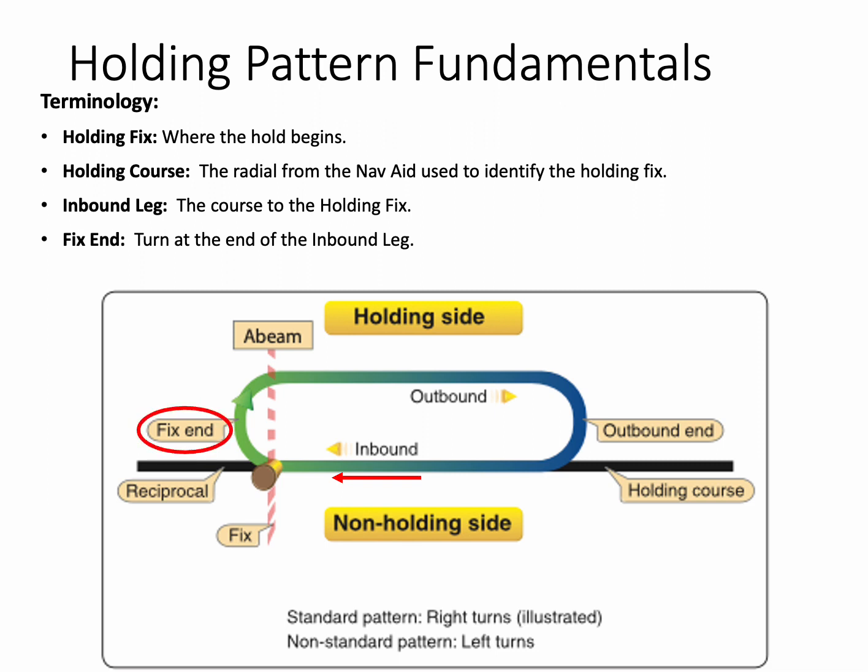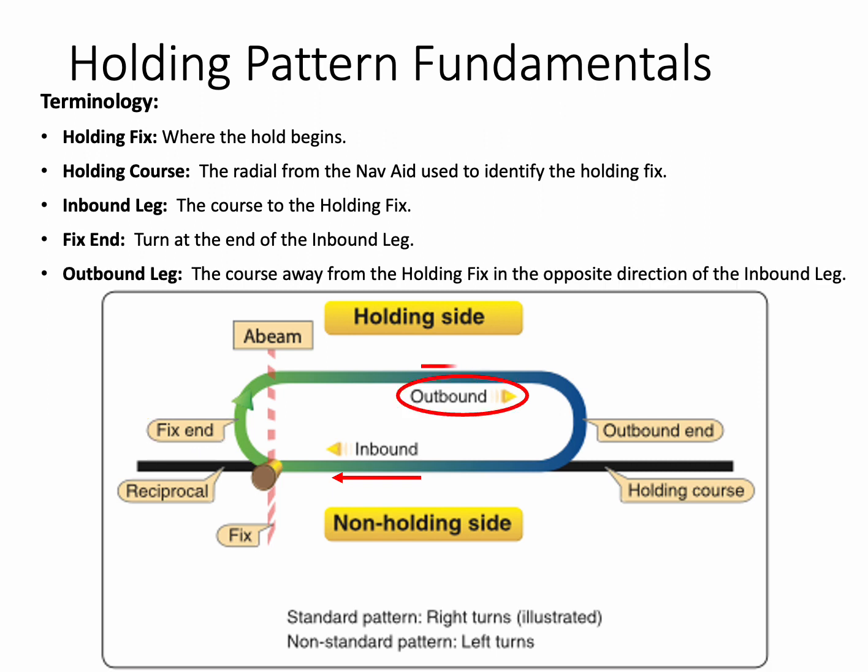The turn direction is assigned by ATC as either right, left, standard, or as published. Standard is the same as right turns. If there is no mention of a turn direction, standard or right turns are assigned. If assigned to hold as published, the holding pattern, including the turns, is depicted on the chart.